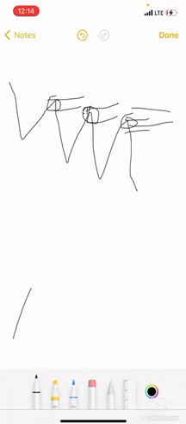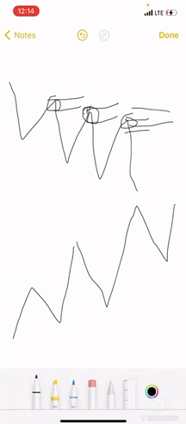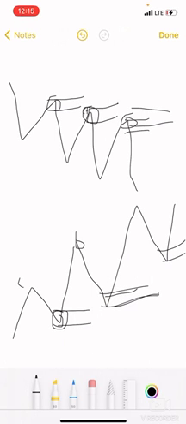So for uptrend, once you see something like this, this down swing, what do I call it? This higher low, right? This higher high, this higher low. So this higher low is where you look for the order block, and you mark it as your demand. This is your supply and this is your demand. So what is the importance of all these things?